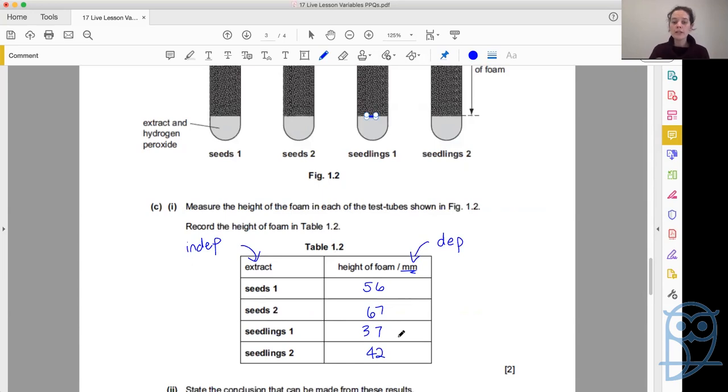Also remember, when you're doing a table, your units stay in the heading. They don't go in the blocks with the numbers. Units are only in headings. So we just put the values in the table.